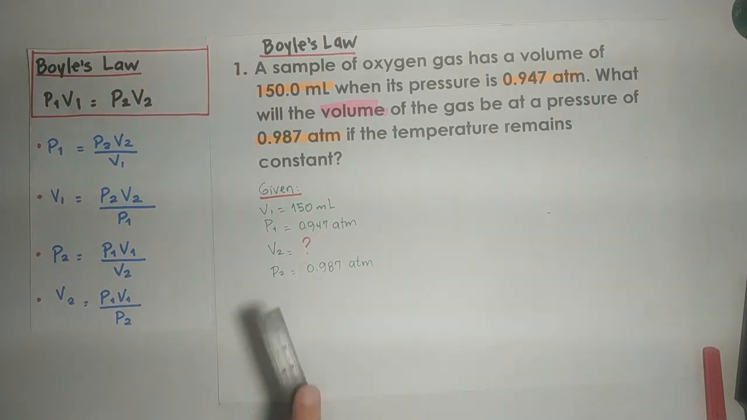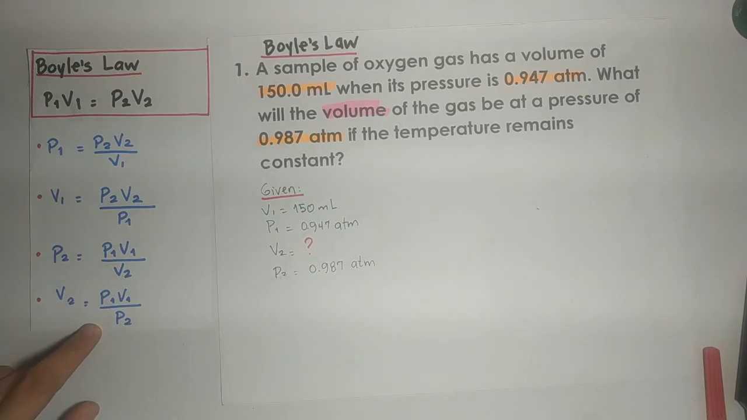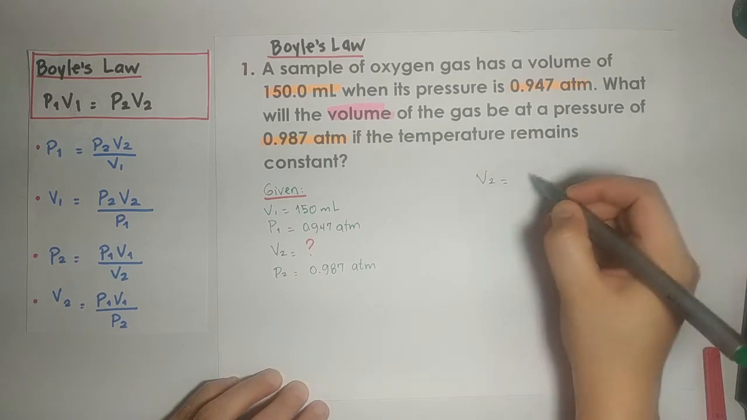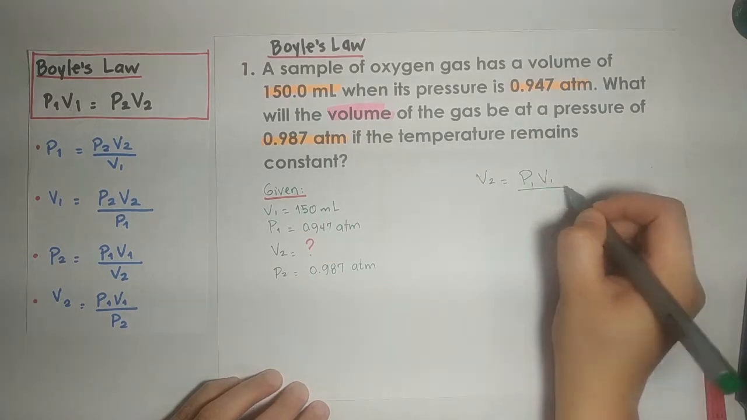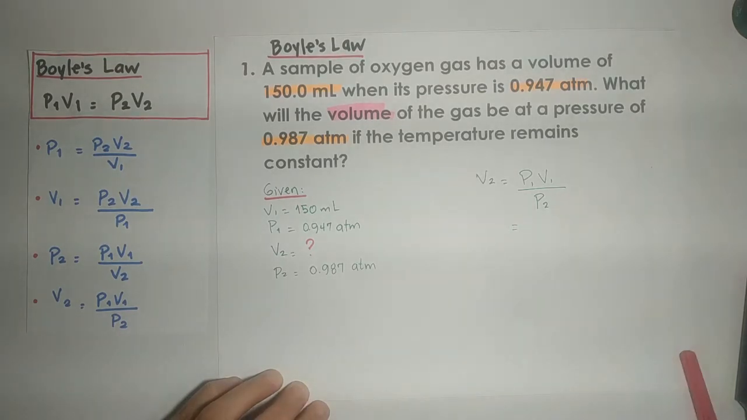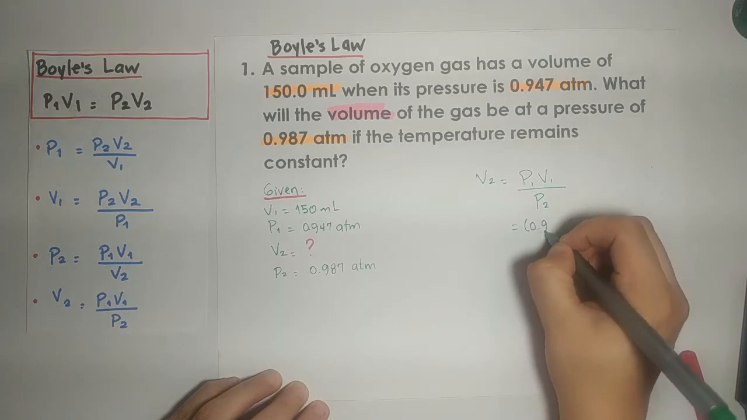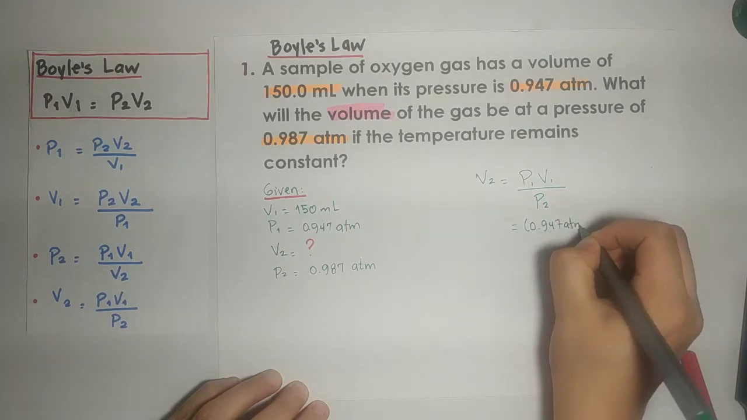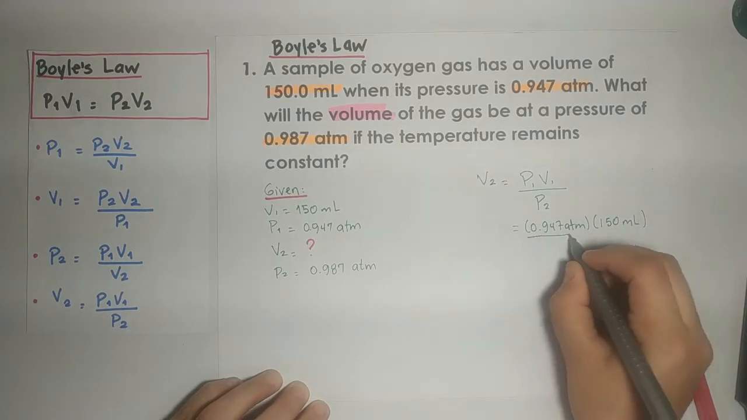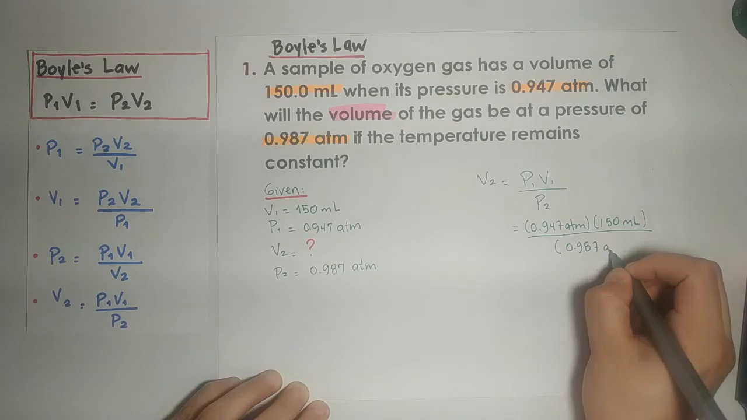Now, if I need to find volume 2, I will use the last equation right here. So, the first step is to write the equation: volume 2 equals pressure 1 times volume 1 divided by pressure 2. We have everything we need, so we just plug the values in. Initial pressure is 0.947 atmospheres, initial volume 150 milliliters, and the final pressure is 0.987 atmospheres.